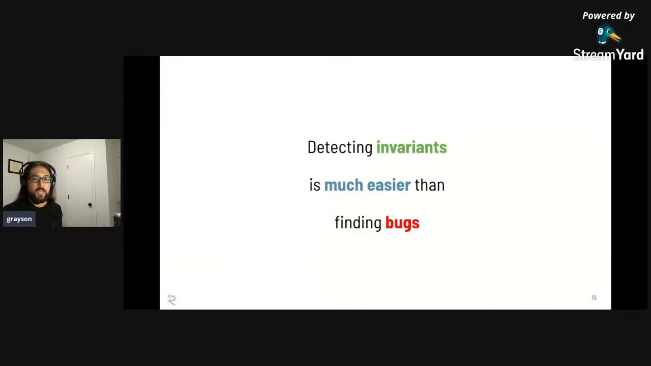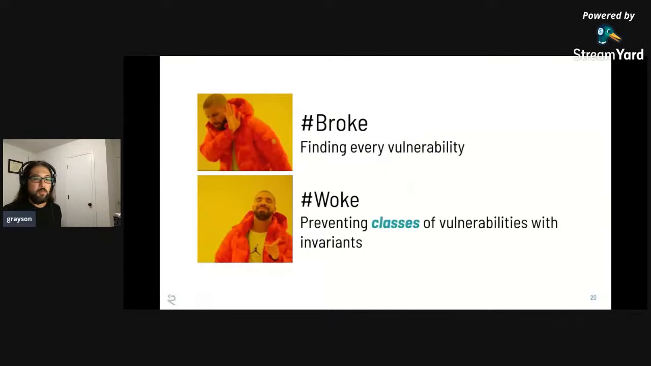So the core takeaway that I'm getting at here is that detecting invariants is much easier than finding bugs. It's faster, it saves you time, and keeps you from having to answer a whole lot of questions. And because this is 2021, here's the obligatory meme. Broke is finding every vulnerability. Woke is preventing classes of vulnerabilities with invariants.